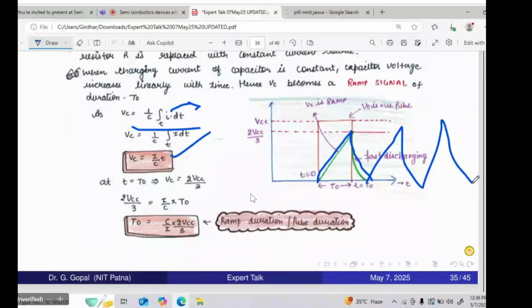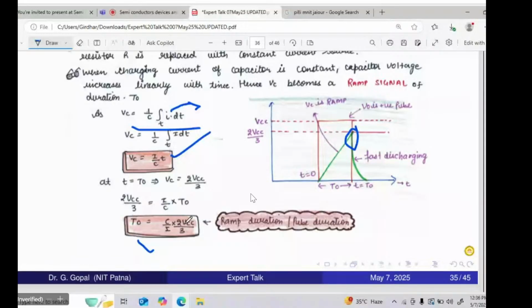Now at t equal to t naught, this is the duration here. At t equal to t naught, what is the voltage across the capacitor? Voltage across the capacitor is 2 by 3 VCC. So you can find out the pulse duration also. Pulse duration of the ramp signal is this duration: C divided by I times 2 VCC by 3.